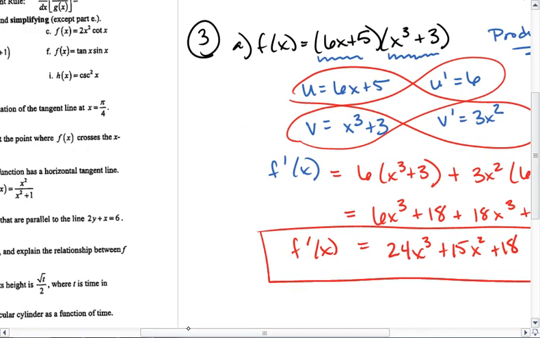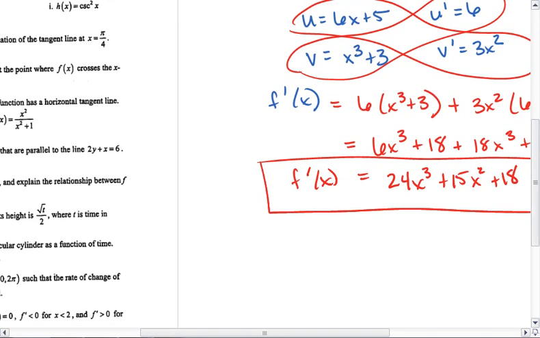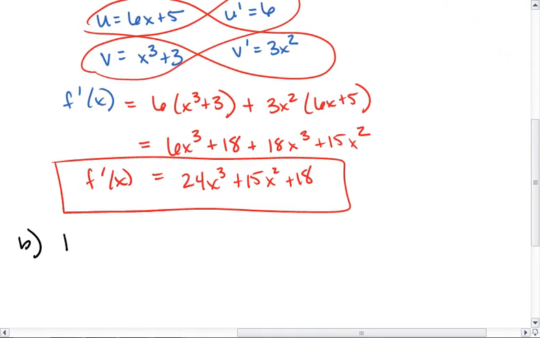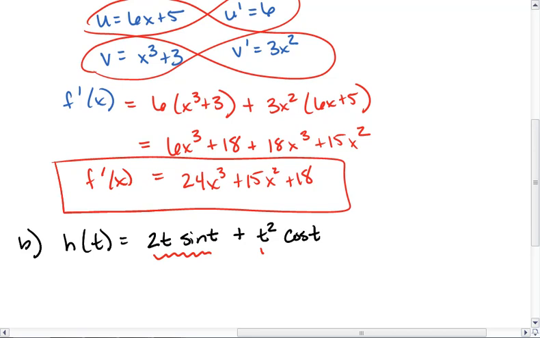Alright, let's look at part B. In B, I am given h of t equals 2t sine t plus t squared cosine t. So for this one, I'm actually going to have to use the product rule twice. For the 2t sine t and for t squared cosine t.